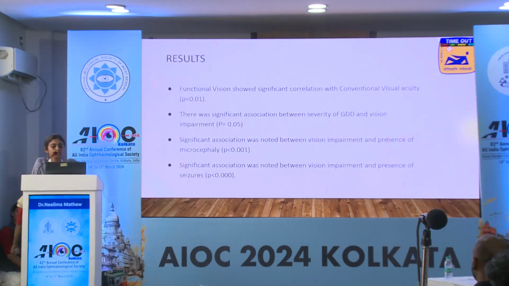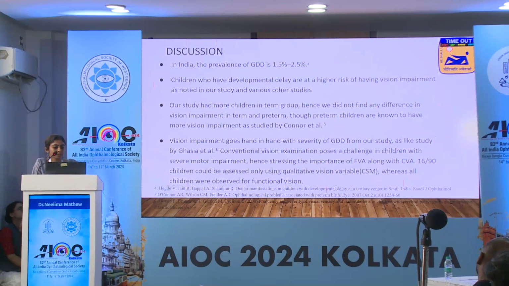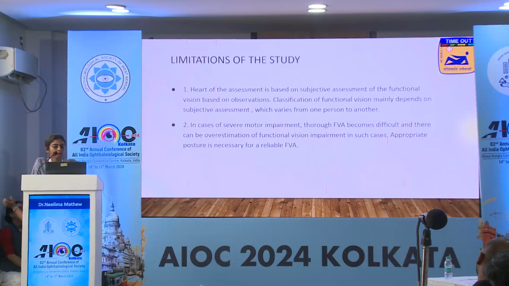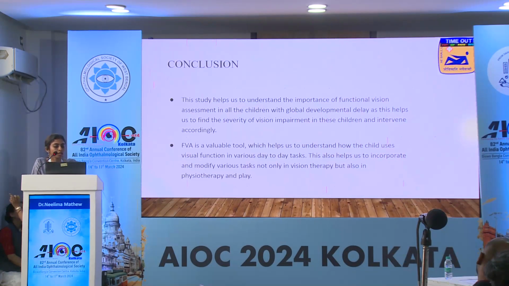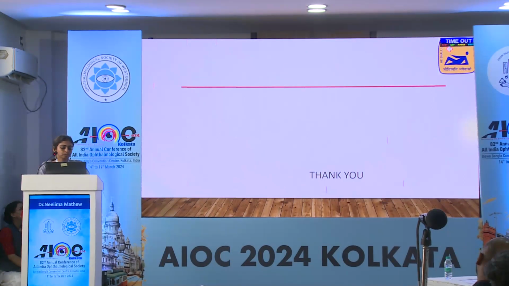Functional vision showed significant correlation with conventional vision. Severity of GDD correlated with the vision impairment, and there was also a significant association between the presence of microcephaly and seizures with the vision impairment. These are the limitations of my study. In conclusion, FVA is a valuable tool which can help us understand how the child uses vision in various day-to-day tasks. Thank you.